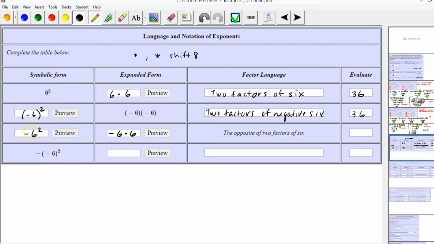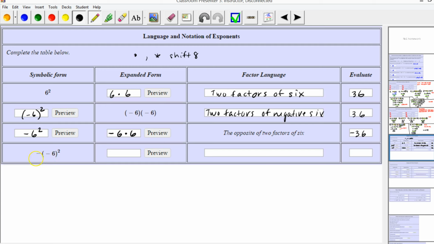Now the reason we're saying the opposite, even though it's okay to say -6 squared, looking at these you would say them both as -6 squared, but if you couldn't see the parentheses, you wouldn't know the difference. But this one is going to be different from the last one, because if you think of this as -6 times 6, well, there's 2 factors of 6, but only one negative sign, so this result is -36.